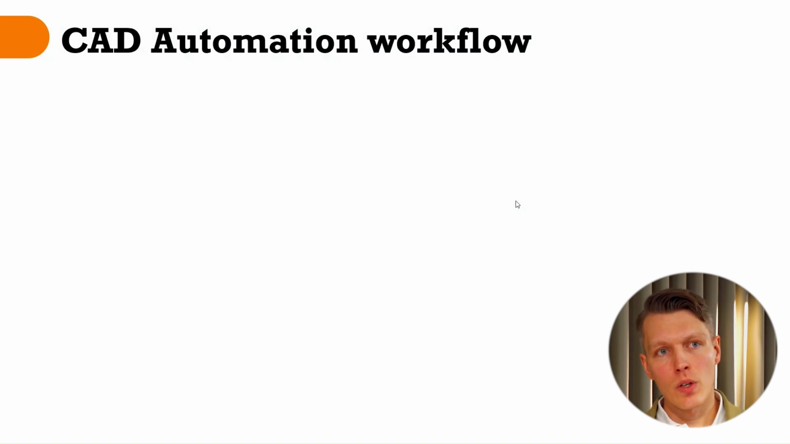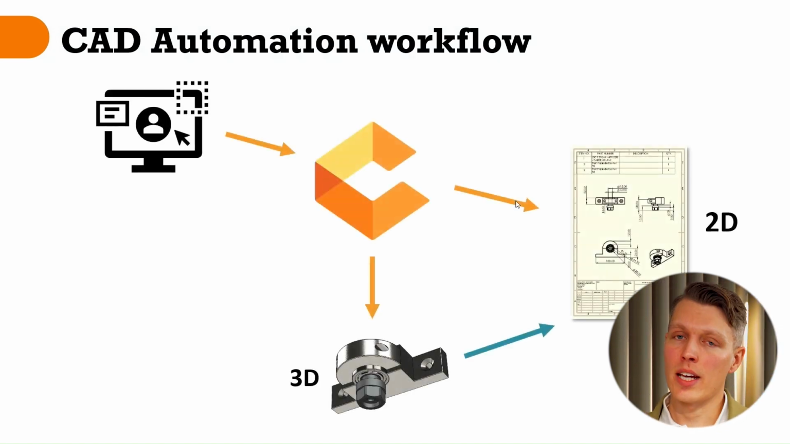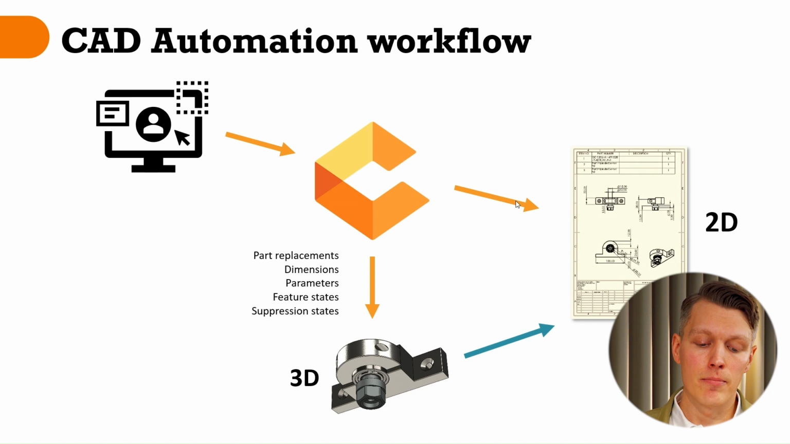And again, let's circle back to the configuration workflow, but talk about it from a more CAD automation point of view. We have our user interface capturing the requirements, the configuration model evaluating those inputs, creating the most optimal solution for your inputs. The mappings here are driving the 3D, but it can control the 2D as well. So we talked about mappings for the 3D in terms of part replacement and dimensions, but other typical things that we want to control are things like parameter values, metadata, feature states, and suppression states.